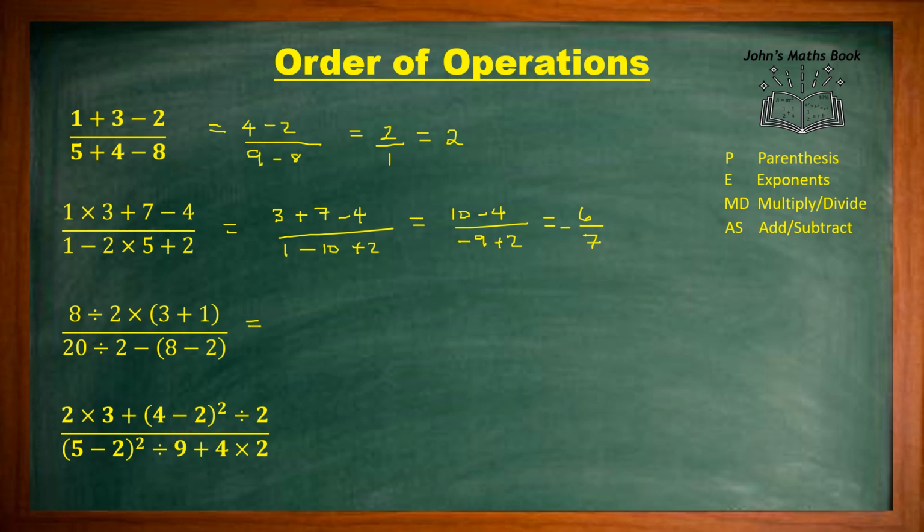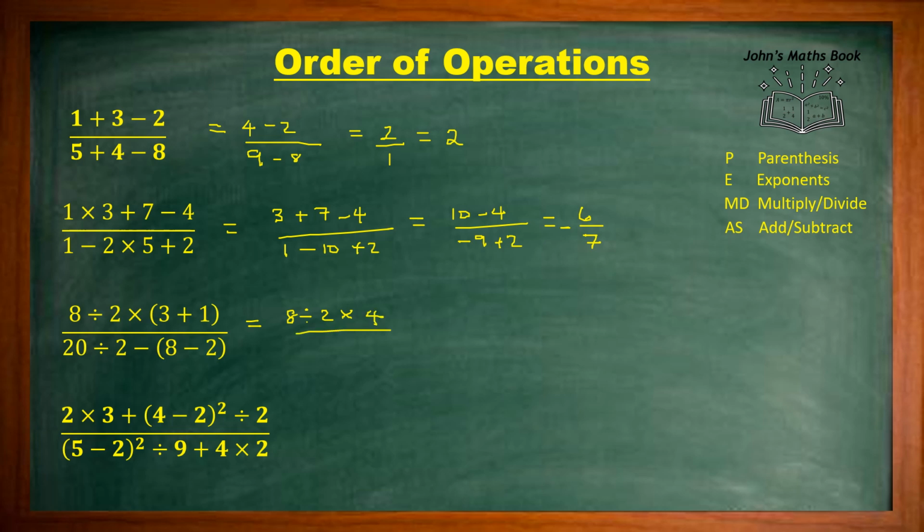So if we look at number 3 here, we have 8 divided by 2 multiplied by, and then in parentheses 3 plus 1 in the numerator. And then in the denominator we have 20 divided by 2 minus, and then in parentheses 8 minus 2. So let's start with the numerator, and we know that parentheses take precedence over anything else, so we need to do that first. So we have 8 divided by 2 multiplied by, and then the parentheses 3 plus 1 leaves 4.